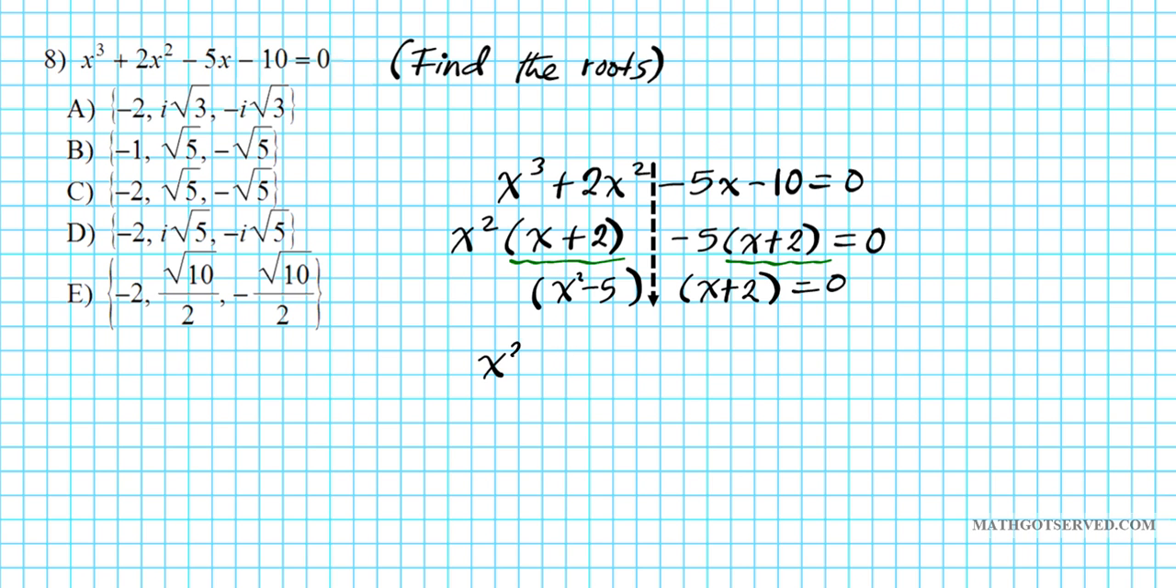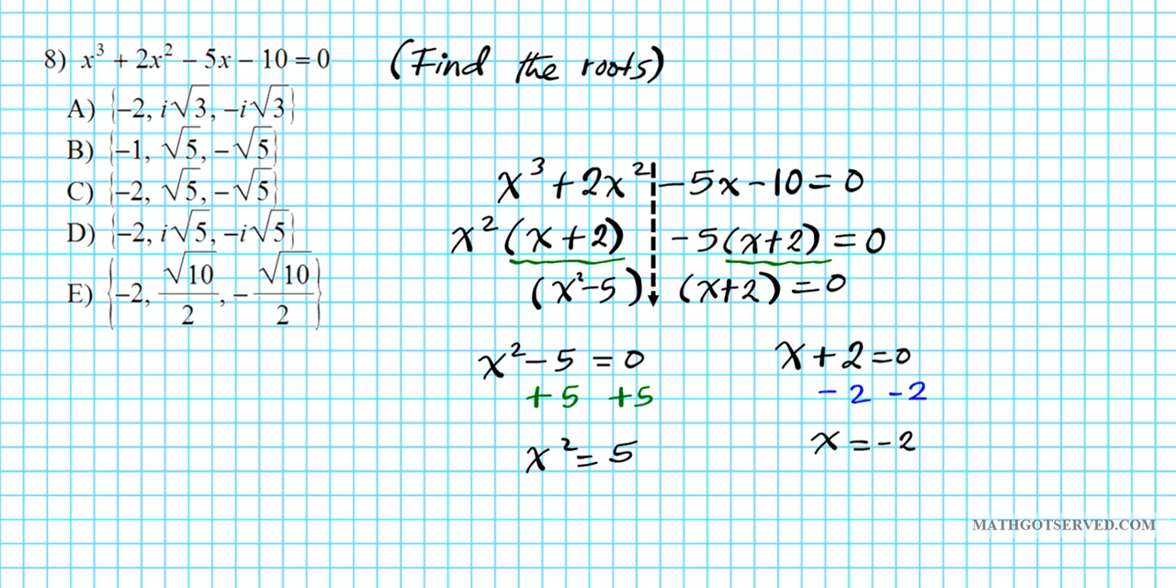I can solve this quadratic using the square root property. And this I can easily solve algebraically, okay? So let's solve the easier one first. You just subtract 2 from both sides. And your first root is x equals negative 2. And this one right here, to use the square root property, I'll isolate x squared by adding 5 to both sides. And I'll have x squared equals 5.